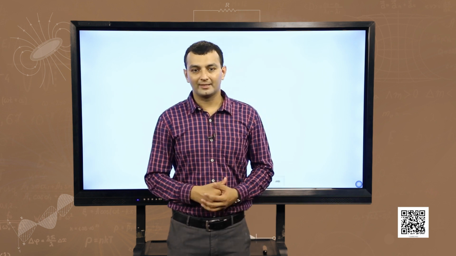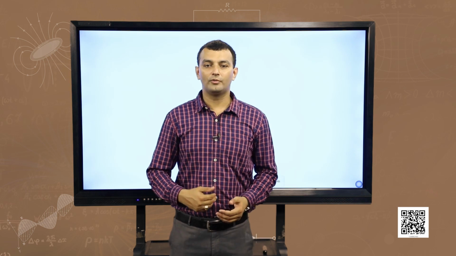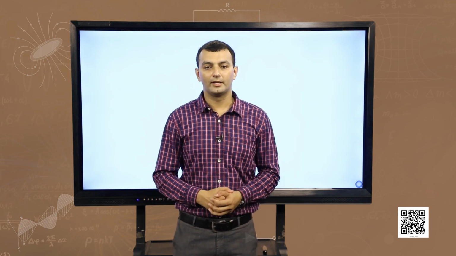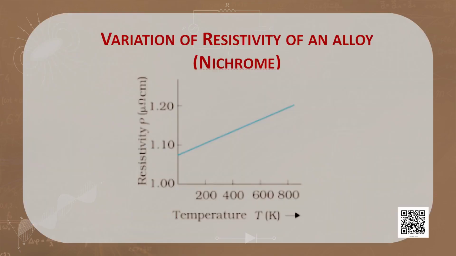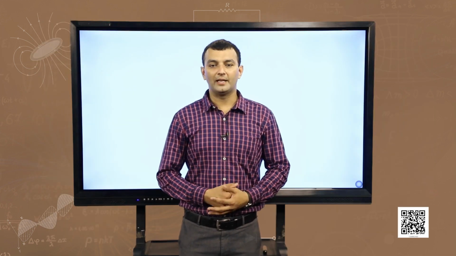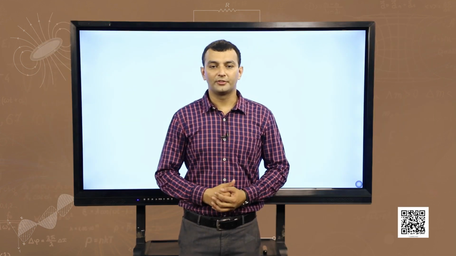Now the second variation is variation of resistivity of an alloy, and example is nichrome. Here you see a curve between resistivity and temperature again. This time the curve is a straight line. So we can see that the variation of resistivity with respect to temperature is uniform and moreover it is very small. Resistivity of nichrome changes very little and that too at a constant rate.